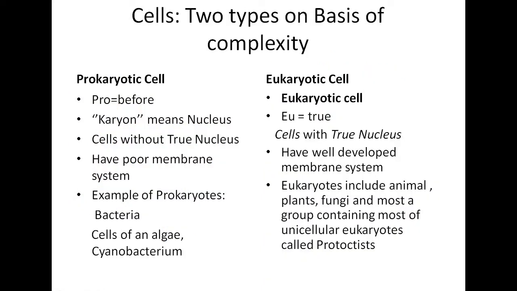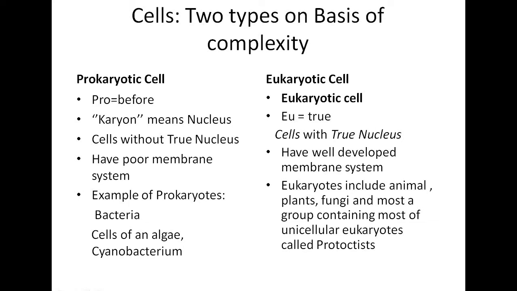Then came another scientist, Virchow, who stated that all the existing cells came from pre-existing cells by cell division. Okay, let's quickly go through the different types of cells on the basis of complexity. Generally, eukaryotic cells are considered to be more complex than prokaryotic cells, and it is also believed that all the eukaryotic cells came from prokaryotic cells, the basic cells. Pro means before, karyon means nucleus. So prokaryotic cells are those cells which do not have a true nucleus. On the other hand, eukaryotic cells are cells that have the true nucleus.